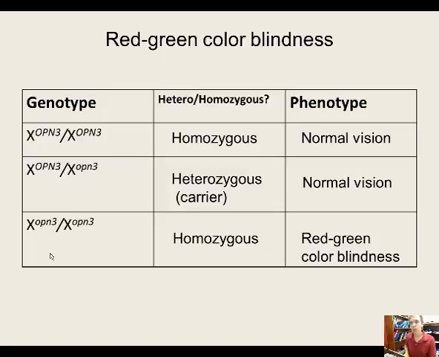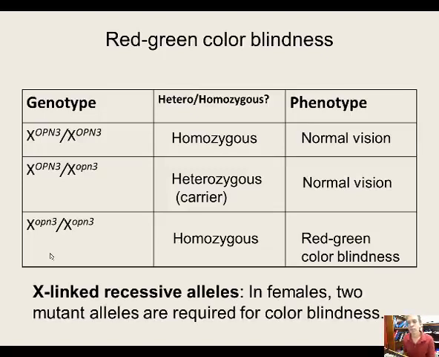However, many females could be carriers. For an X-linked recessive allele, in females, 2 mutant alleles are required for color blindness. Again, it's very rare. So for this reason, recessive traits tend to skip generations because they are masked by the dominant allele. Also, as we'll see in a minute, as you can see from this slide, females are not likely to have it.